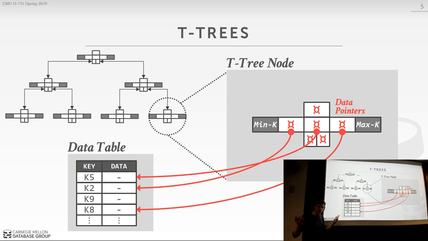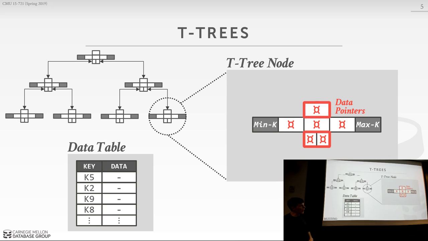So think back to the 1980s, right? These keys could be 16 bits. The pointers are probably 16 bits. So rather than having to store the data plus the pointer, which is 32 bits, I just store the 16-bit pointer to get to the tuple that I want.